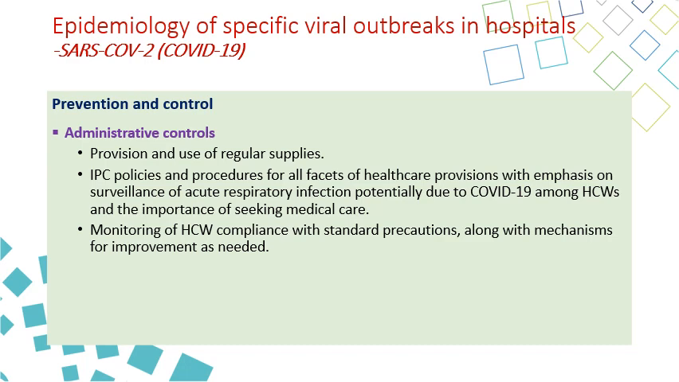Provision and use of regular supplies. And we know that during a COVID outbreak in the hospital, we will need more personal protective equipment, including masks and gloves. Infection control policies and procedures should be written, spread, and taught for all services of the hospital. So what to do in the ER, what to do in the surgical room, what to do in every service in the hospital. This should be written and spread to the healthcare workers. And also there should be surveillance for monitoring healthcare workers separately from the patients to ensure that a suspected healthcare worker should be assessed or sent home according to the regulation.